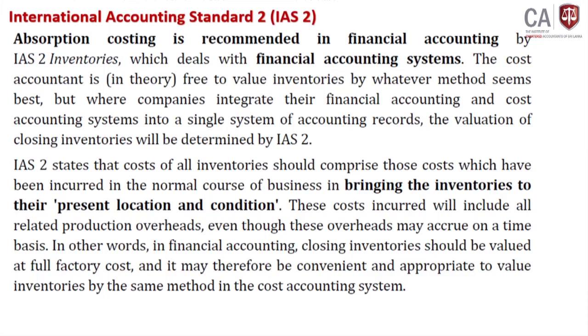But where companies integrate their financial accounting and cost accounting system into a single system of accounting record, the valuation of closing inventory will be determined by IAS 2. What does that mean? Most companies don't have two different systems, one for cost accounting and one for financial accounting. If both systems are integrated into one, IAS 2 requires you to follow the guidelines below.